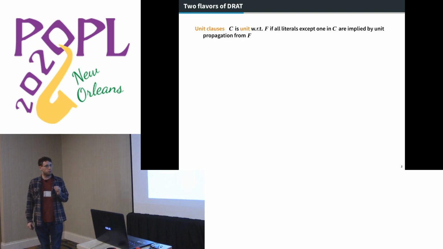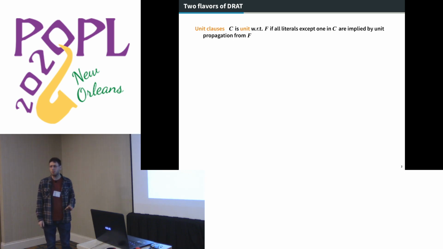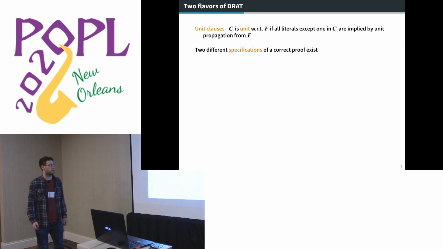I'm going to focus on one specific kind of clause called unit. A clause is a unit if all literals bar one are derived by unit propagation in the CNF formula. Now, the specific definition doesn't matter for this talk, but these unit clauses are very relevant because they make a difference for two ways of understanding the original specification of a DRAT proof.